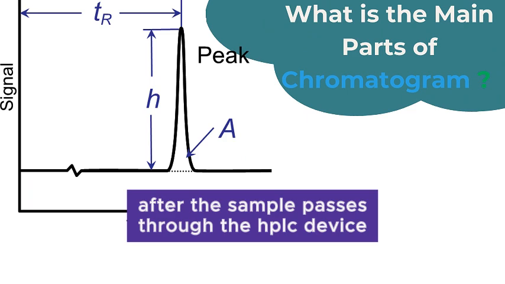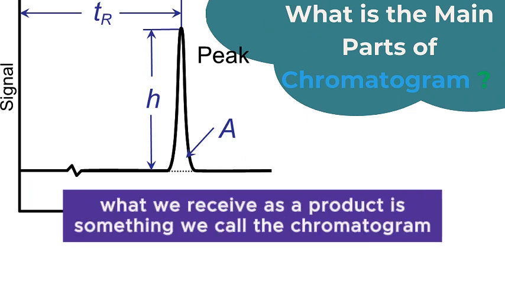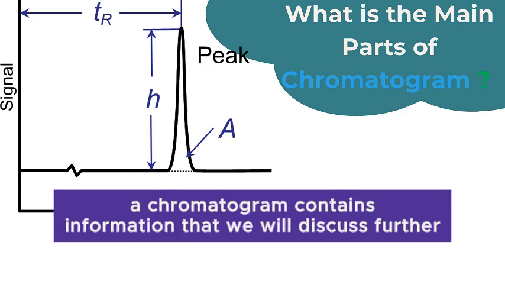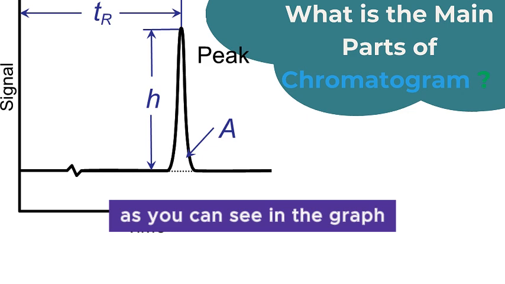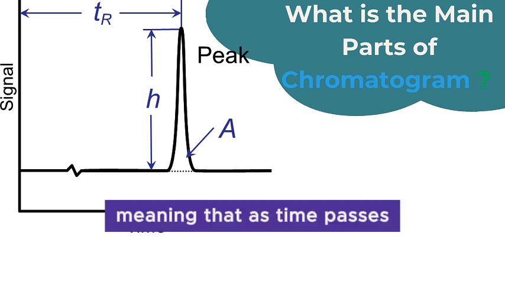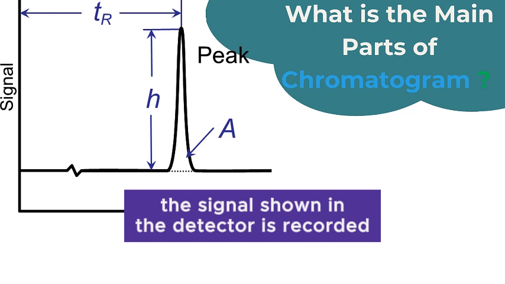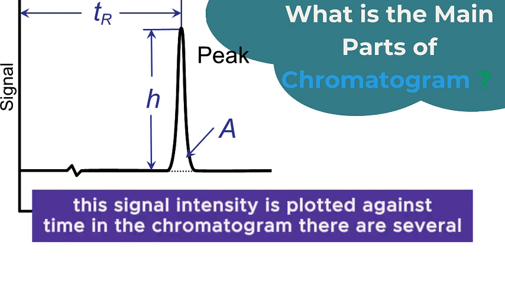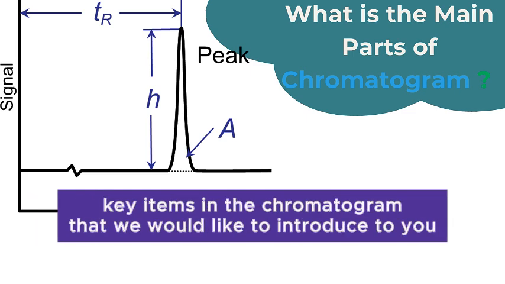After the sample passes through the HPLC device, what we receive as a product is something we call a chromatogram. A chromatogram contains information that we will discuss further. As you can see in the graph, the chromatogram is created over time, meaning that as time passes, the signal shown in the detector is recorded. This signal intensity is plotted against time in the chromatogram. There are several key items in the chromatogram that we would like to introduce to you.